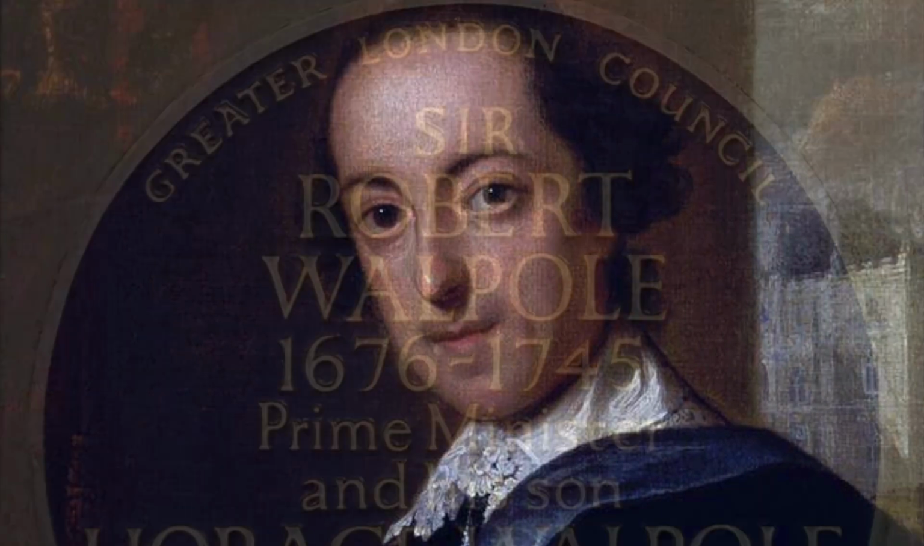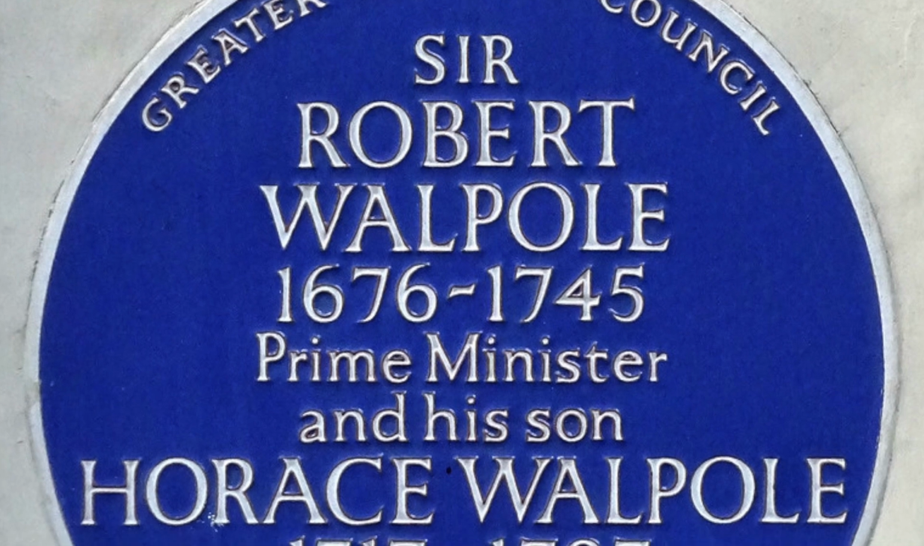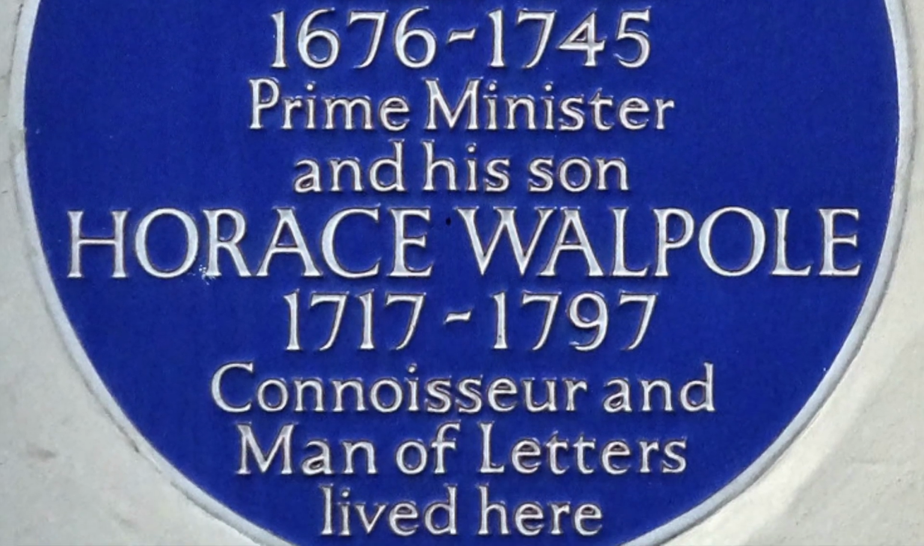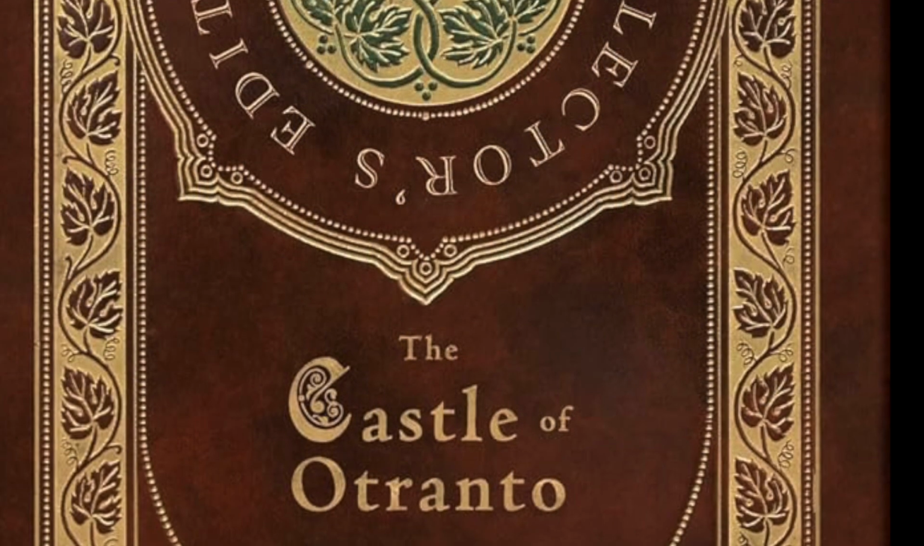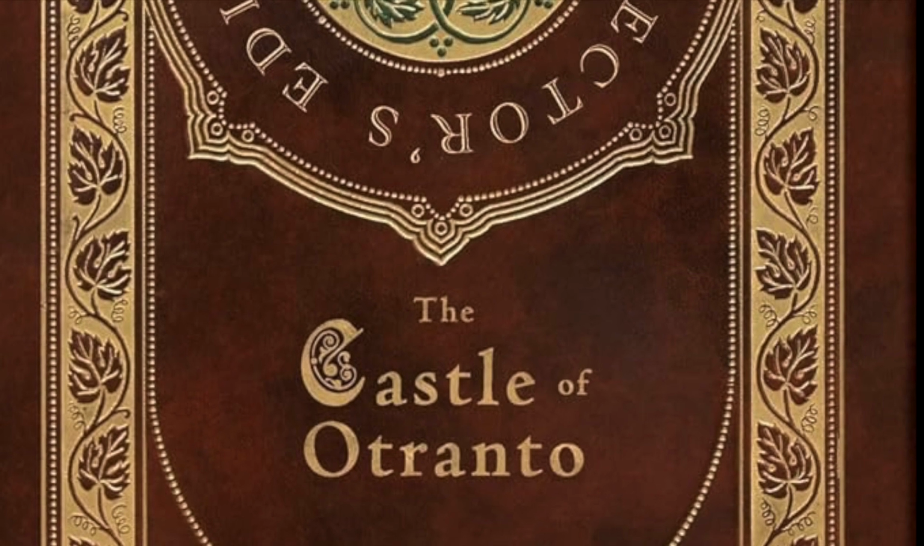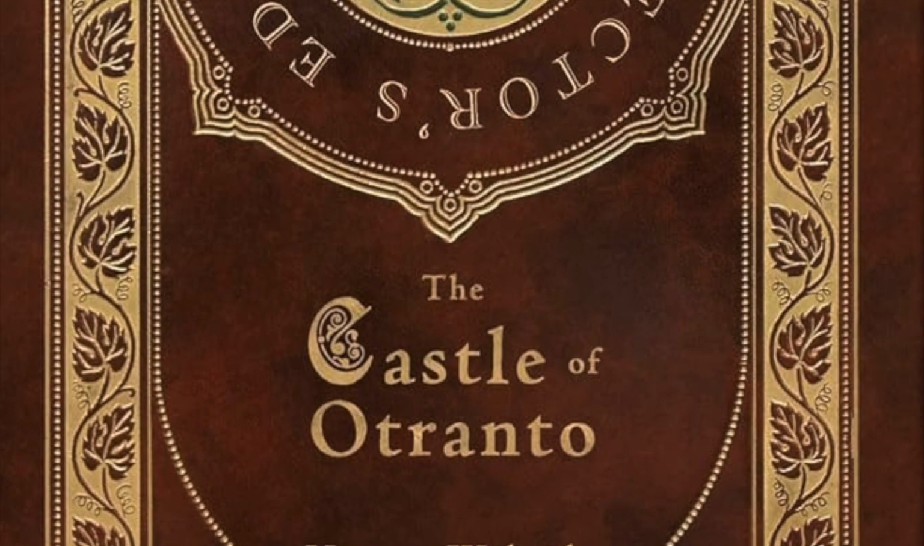If we're going to talk about the origins of Gothic literature, we have to start with Horace Walpole, an English writer who belonged to the upper classes, whose father, Sir Robert Walpole, was not only the first Prime Minister of Great Britain, but also the longest serving in British history. In 1764, Horace Walpole published The Castle of Otranto, which is often regarded as the first Gothic novel.